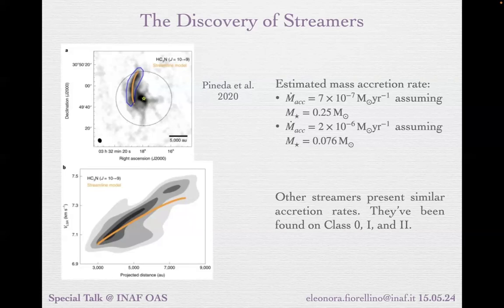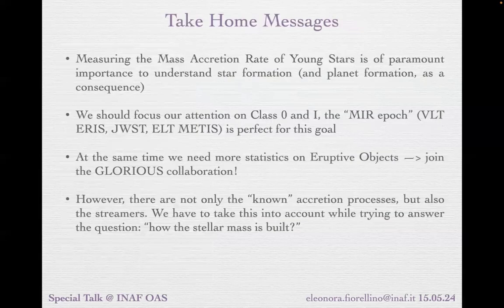And we don't have an explanation for that. Moreover, we are finding those streamers also for more evolved objects, class 1 and class 2. So the situation is very complicated if we want to answer the question of how the stellar mass is built, and we still don't have an answer.